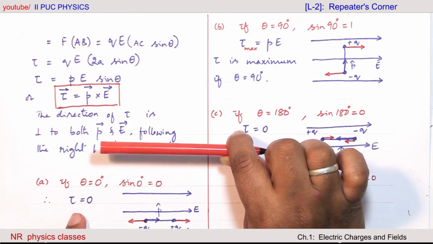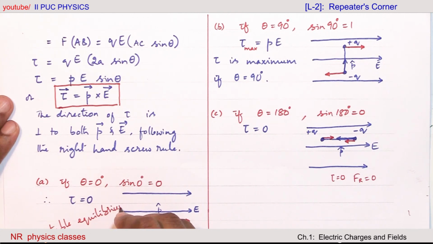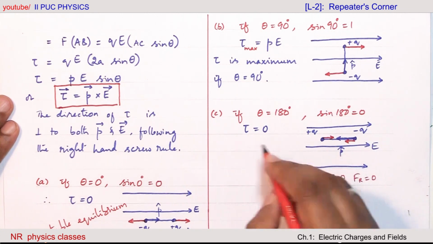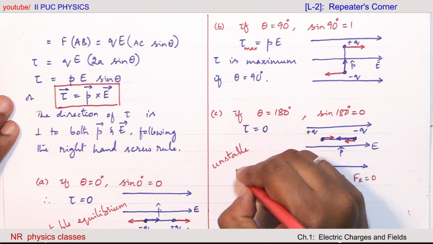That is the first case. So let me write, if theta is 0 degree, then the dipole is said to be in stable equilibrium. This is required for 1 mark. If theta is 180, it is called unstable equilibrium.